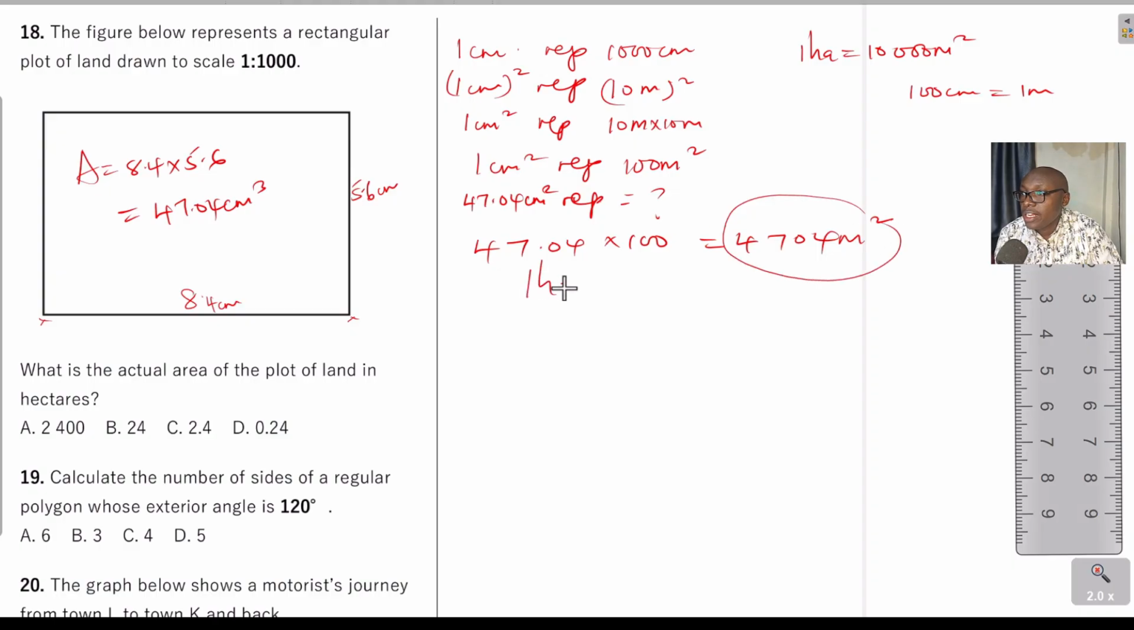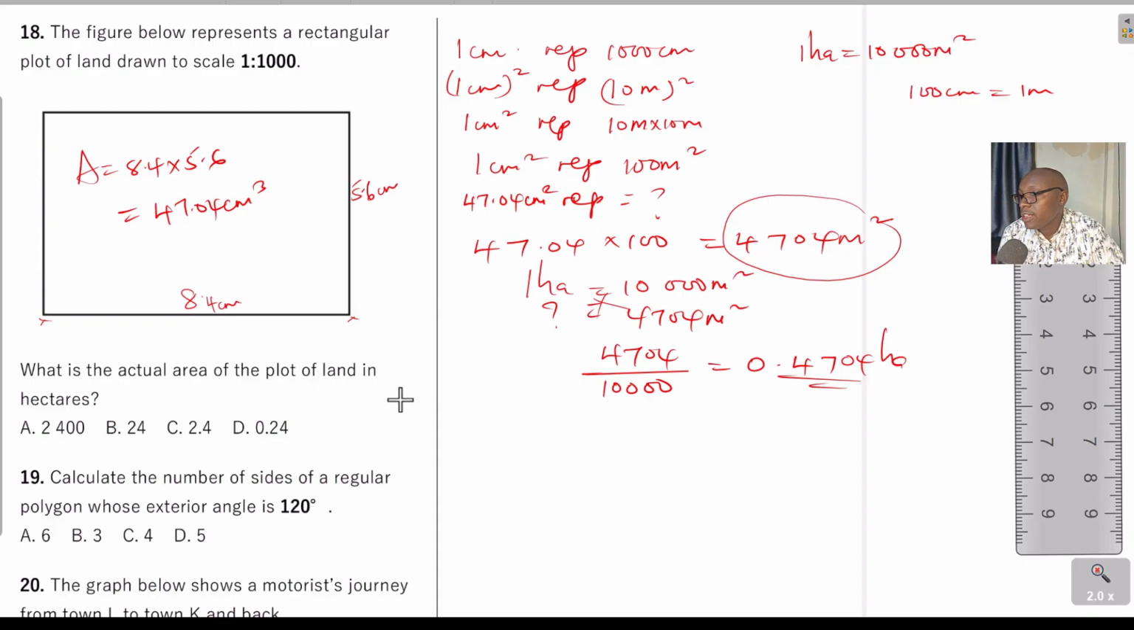So 1 hectare is equal to 10,000 meters squared. So what about 4704 meters squared? How many hectares are these? So cross multiply. This will be 4704 divided by 10,000, and this will give 0.4704 hectares.